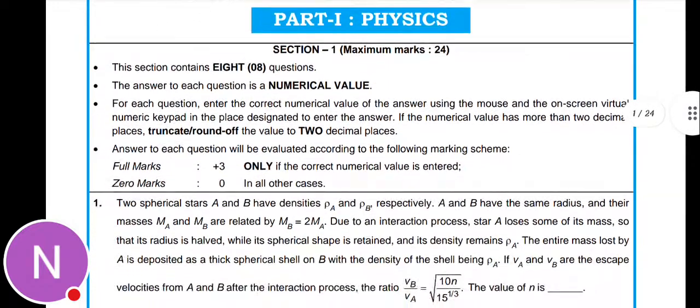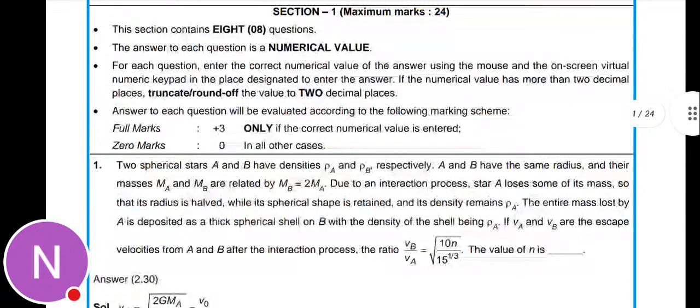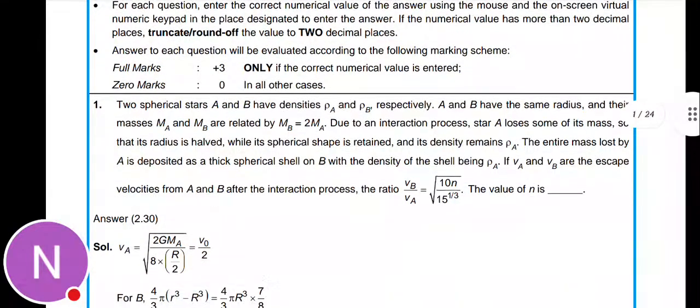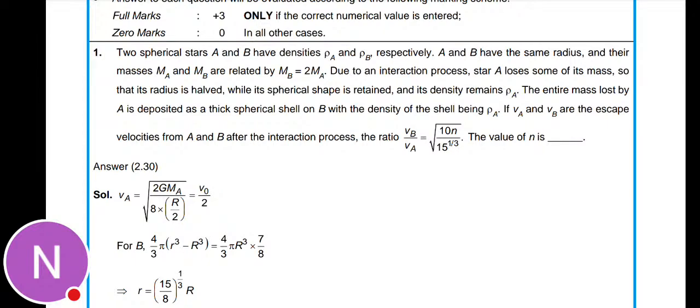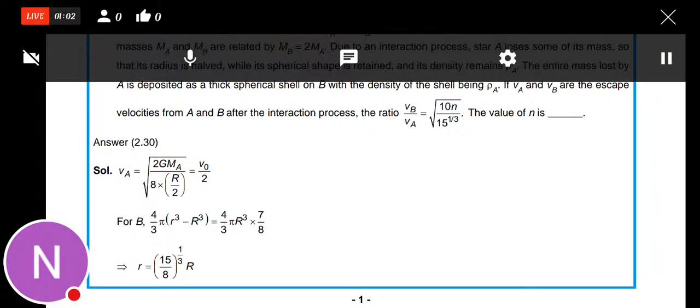So in JEE Advanced, as you know, the section contains 8 questions, and the answer to each question is a numerical value. We'll get a numerical value as the answer, and the answer to each question will be evaluated according to the following marking scheme: 3 marks only if the correct numerical value is written, and 0 marks in all the other cases, whether the numerical value is wrong or you have written a half answer, whatever it may be. Total questions are 18. Okay, let us come to the first question now.